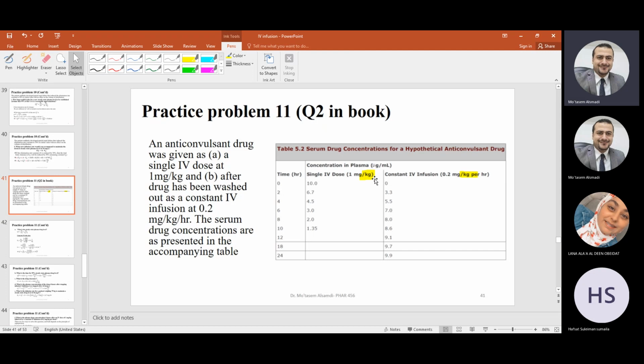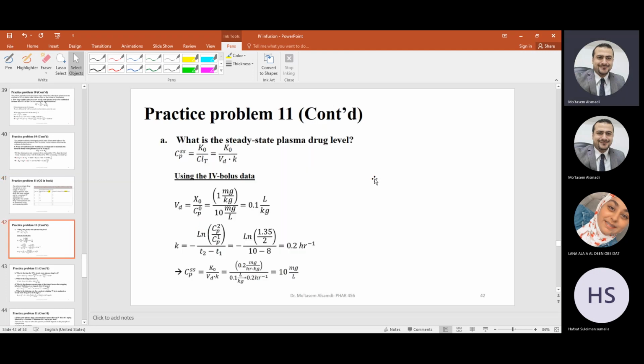And if I change the dosing regimen for the same drug, from an IV bolus to IV infusion, will the values of K and VD change? They will not change, right? Because these values are disposition values. They shouldn't change by changing the dosing strength or the dosing route or the dosing regimen. So I can use the IV bolus data to get the values of the K and the VD, and then apply them to the IV infusion data. So that's what we have done here.